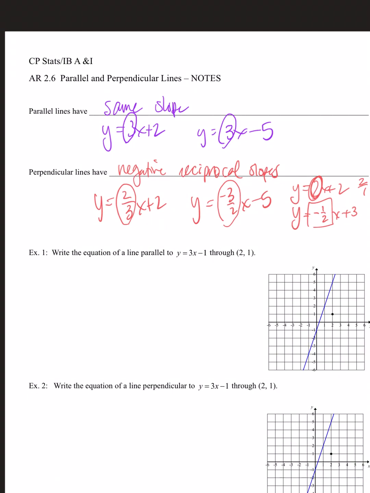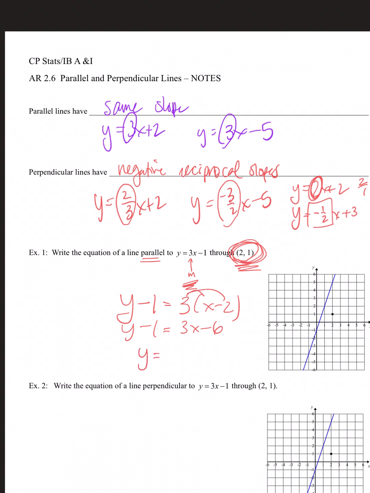All right, so then as we move down here to example 1, where it says write the equation of the line parallel to y equals 3x through (2, 1), our slope is 3, and we want parallel, so I'm going to actually use the 3. And then this is the point. So if I have a slope and a point, I'm going to use point-slope form. Y minus 1 is equal to 3 times x minus 2. Simplifying this, I get y minus 1 equals 3x minus 6. And simplifying it even more, I get y equals 3x minus 5.